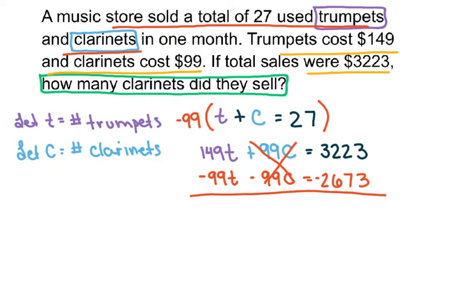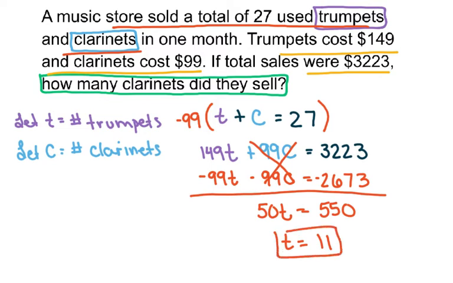So when we do 149 minus 99, we're going to get 50 trumpets, and now we've got to do 3,223 plus a negative 2,673, or minus 2,673. And that's going to give us 550. And now we divide by 50. So 550 divided by 50 is 11. So that means they sold 11 trumpets. Does that answer our question though?